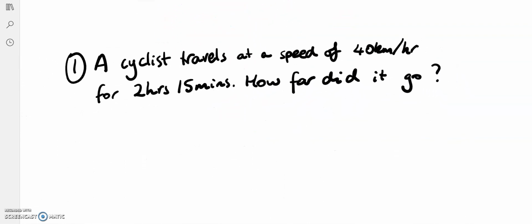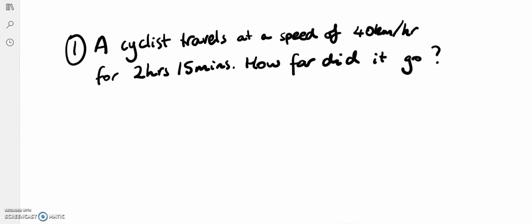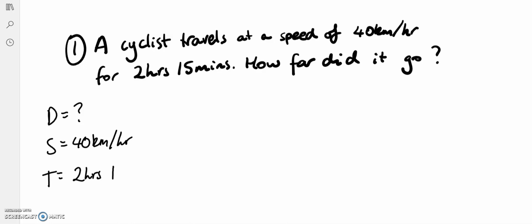A cyclist travels at a speed of 40 kilometers per hour for 2 hours 15 minutes. How far did it go? Okay, this looks the same. D equals, S equals, T equals. How far did it go? That's distance. The speed, 40 kilometers per hour. And the time is 2 hours and 15 minutes.